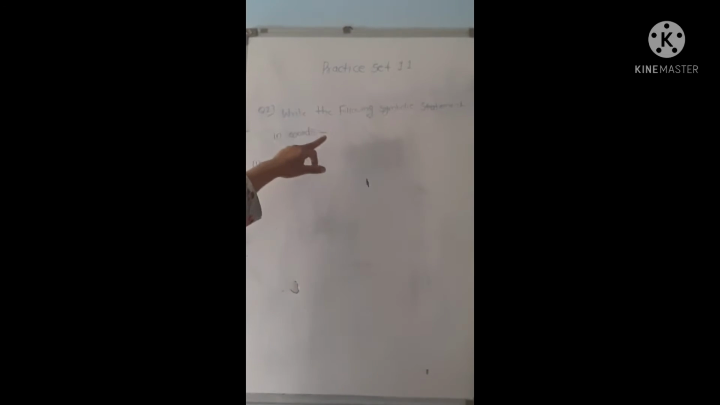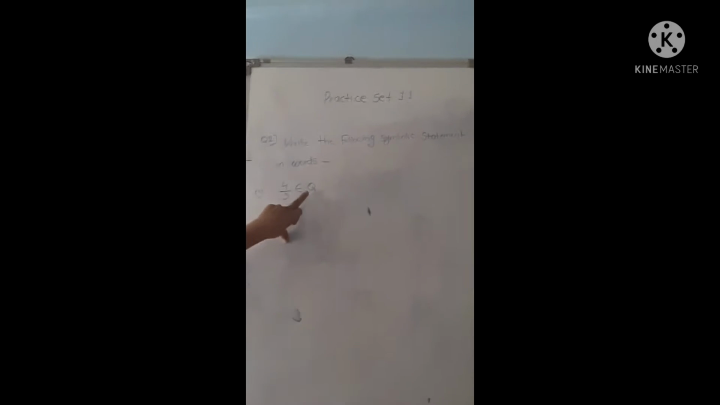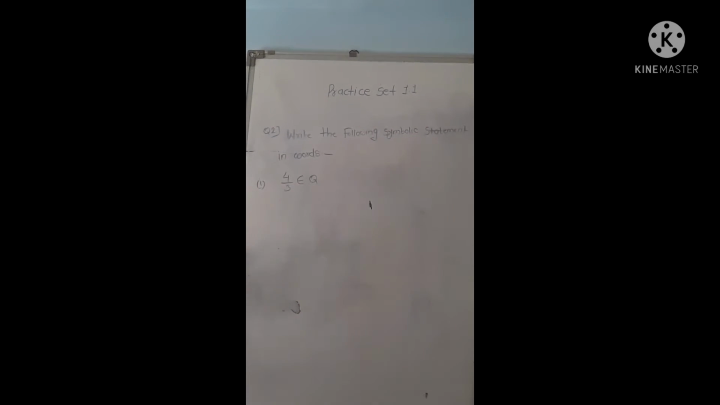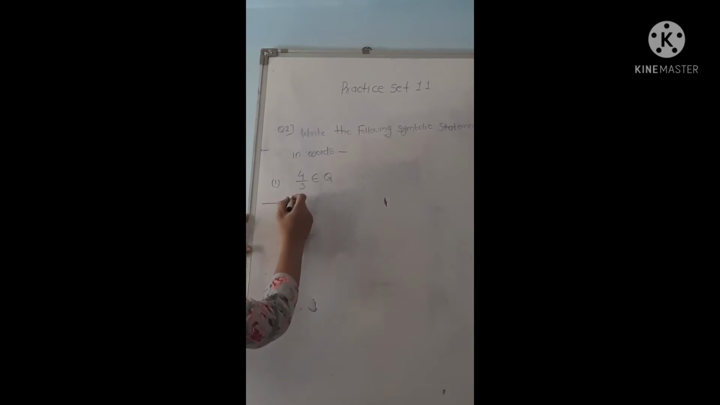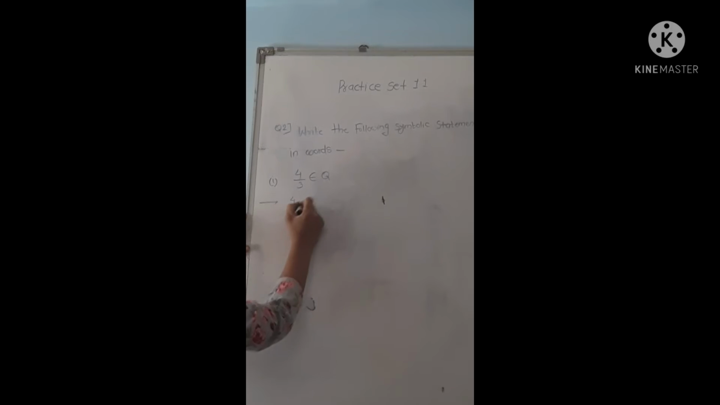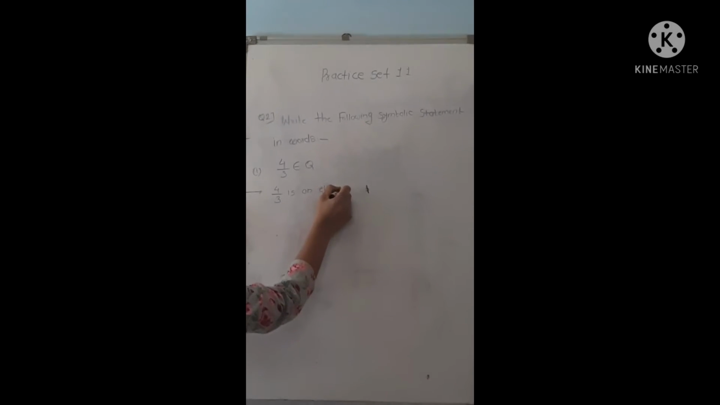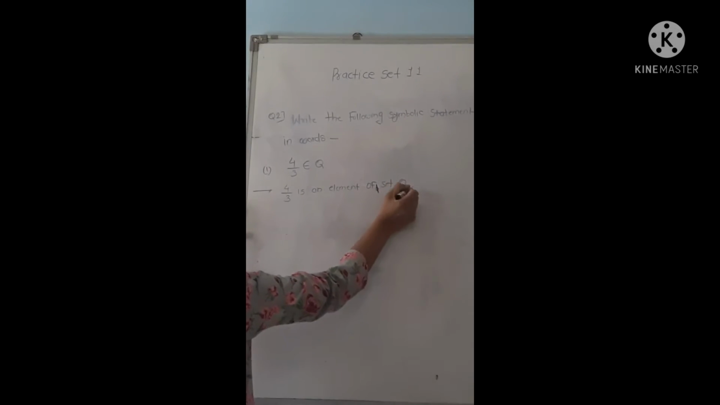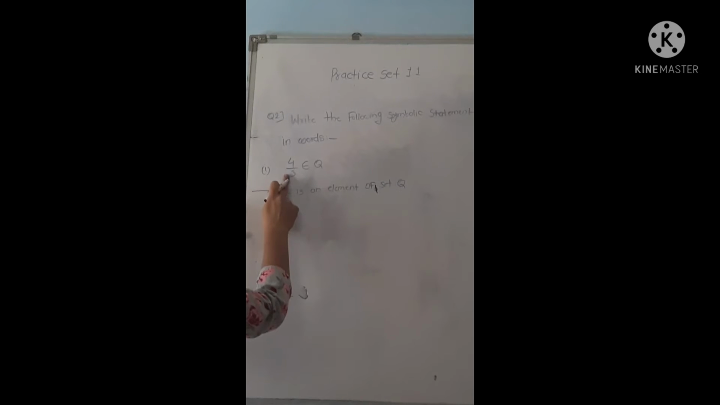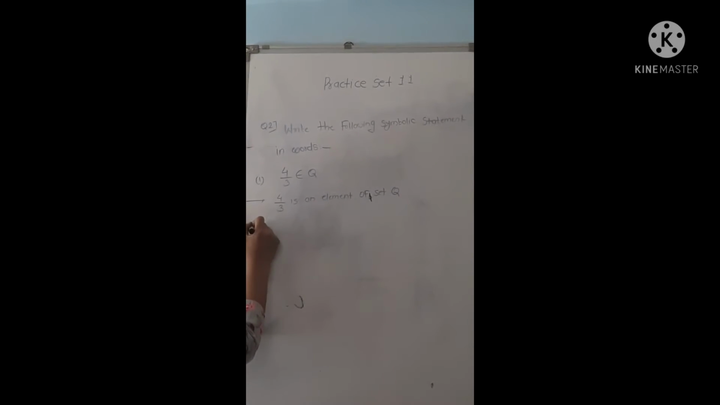Question number 2. Write the following symbolic statement in words. First one, 4/3 set Q. This is the sign of set. So you have to write this symbolic statement in words. So 4/3 is an element of set Q. Okay. Then second one.